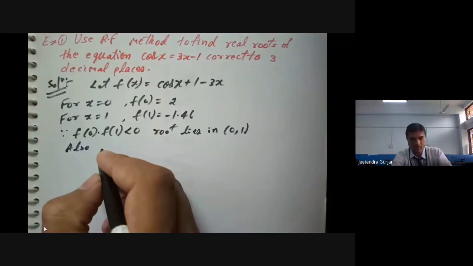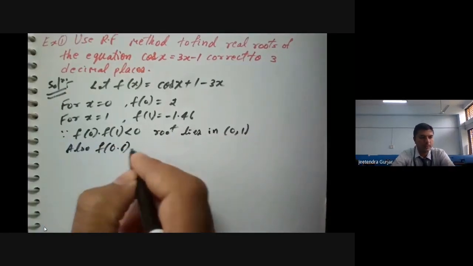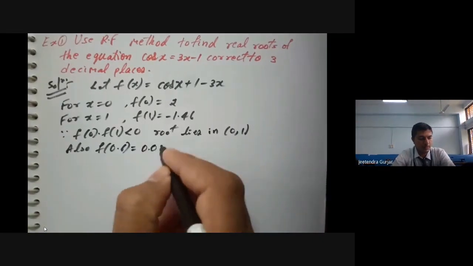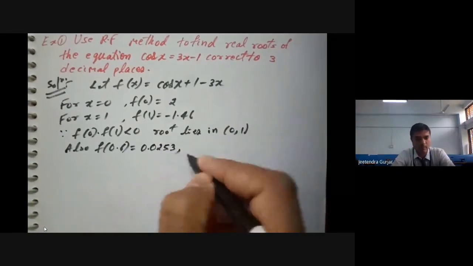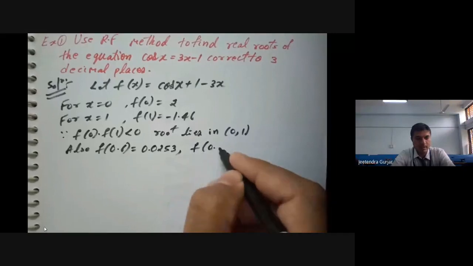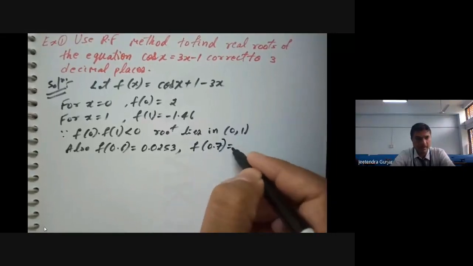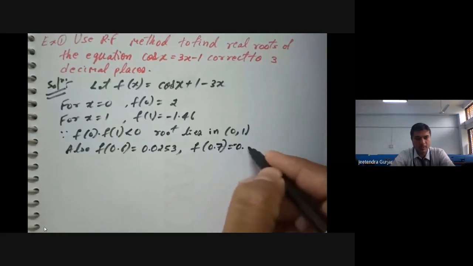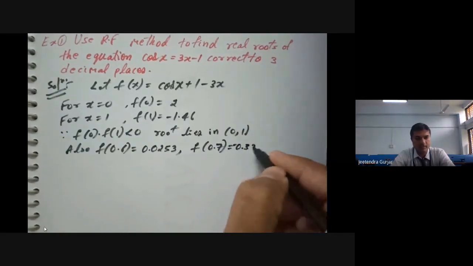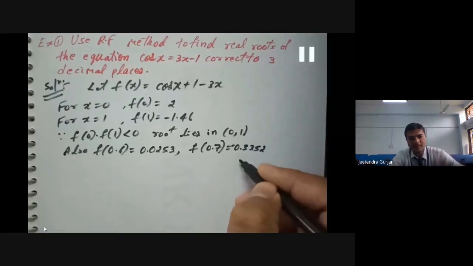Now, listen, very, very important here. We will not continue these iterations from here onwards. I will tell you the shortcut. So I'll just take f of 0.6 is equal to 0.0253 and f of 0.7 I get here minus 0.3352. Now you may think how sir has got these direct values. Without doing the iteration, how you have got this value?